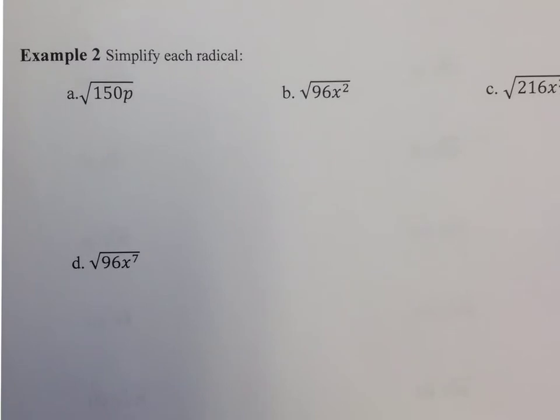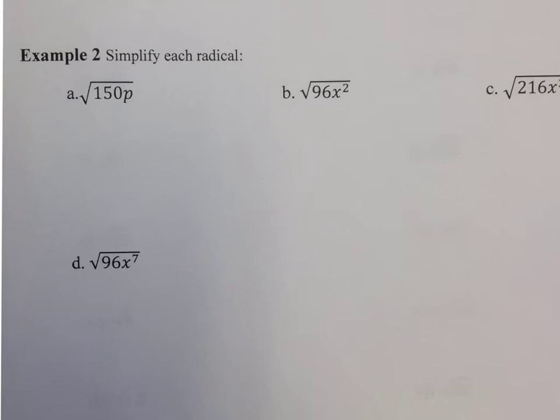We got the square root of 150p. You treat them separate. We're going to do the square root of 150 like we've been doing in the first example, and then we're going to have the square root of the variable part, which is the square root of p. Now we know we can't take the square root of p. We can take the square root of something squared or bigger. So this square root of p is just going to stay underneath the square root with our other number that we have left.